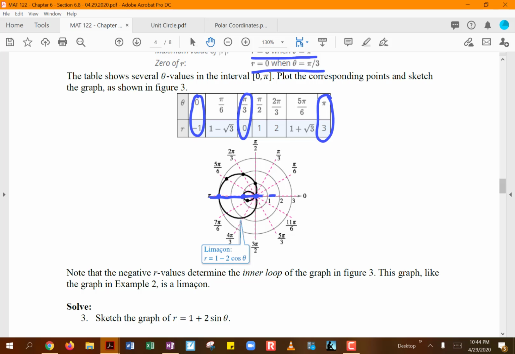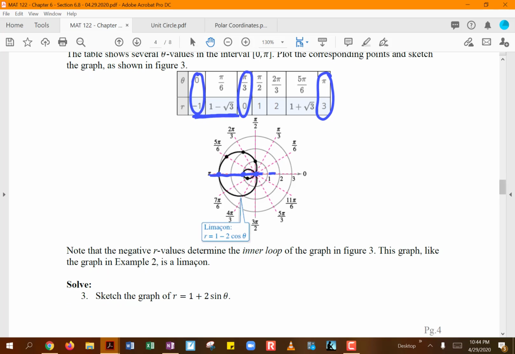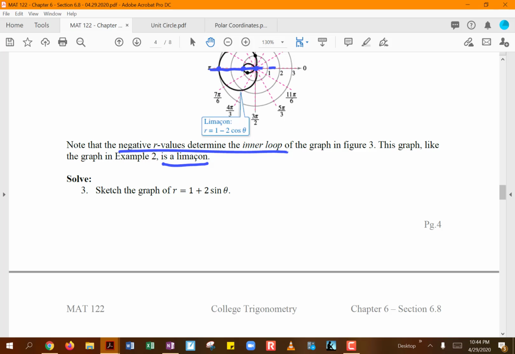Now the other thing that's going to happen is you see all of these negative values that we have in here. Those negative R values are actually what's causing that small little inner loop that we have on our function. So that happens when you have those negative R values in your function values. And of course, this is still a limaçon for our graph.